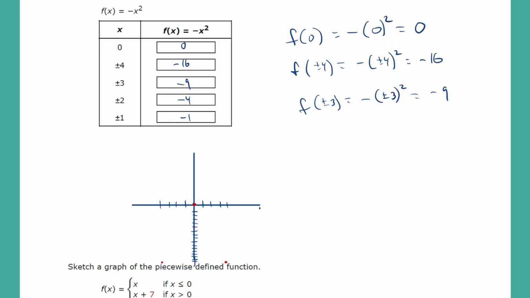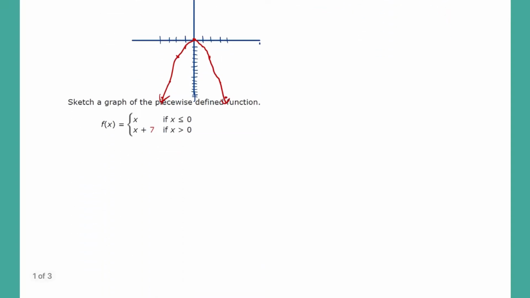Let's see, negative 9 is 1, 2. Well, that's kind of hard to see. So it's about right here somewhere. Same thing. And then plus or minus 2, negative 4 would be about right there. And plus minus 1, negative 1. So there you can see your face-down parabola. Anything that's a quadratic like this will always be a parabola.